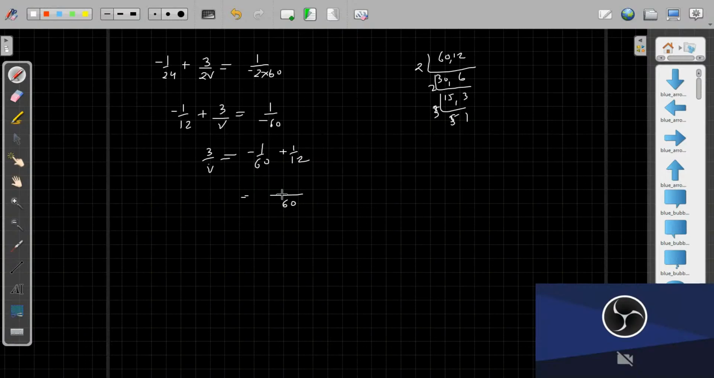So this gives me minus 1 plus 5, that gives me 4 by 60. Lots of concentration is needed here. So 2 2s are 4, 2 3s are 6, 30. So that gives me V coming as, there should be 1 minus.